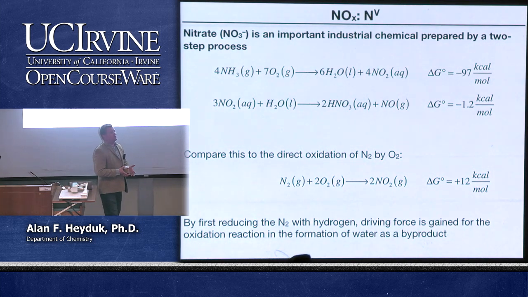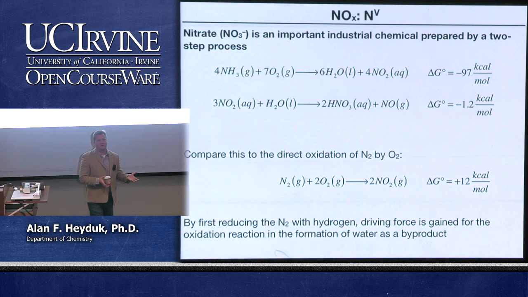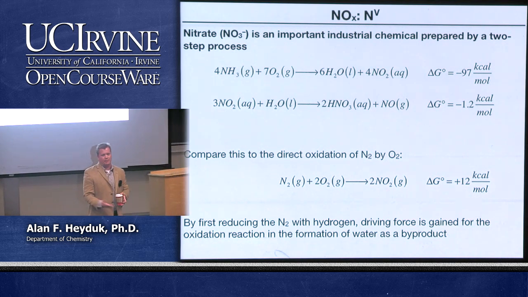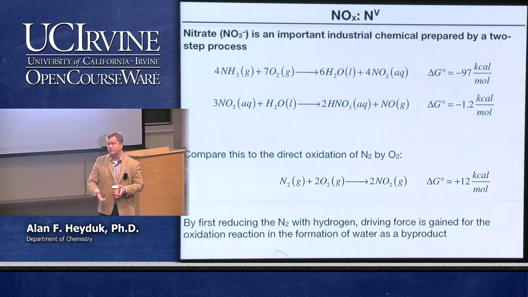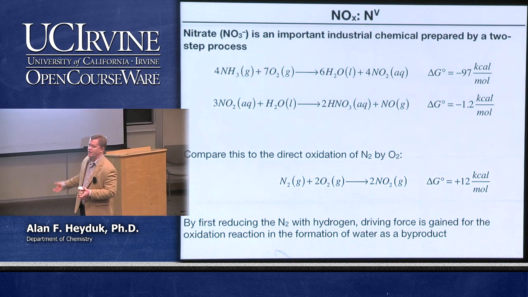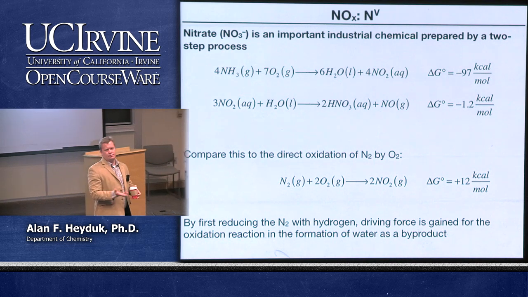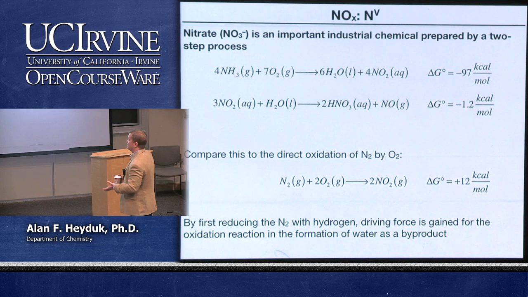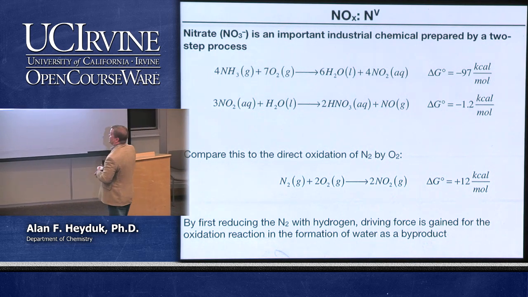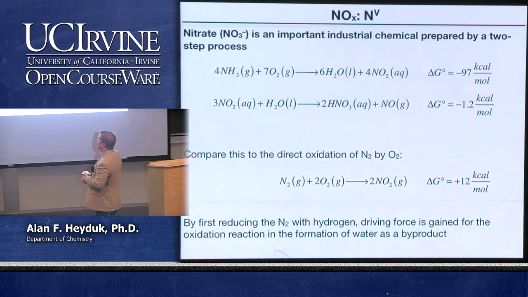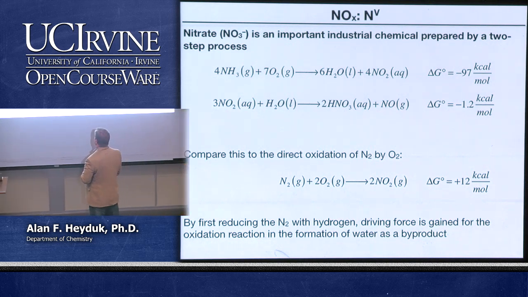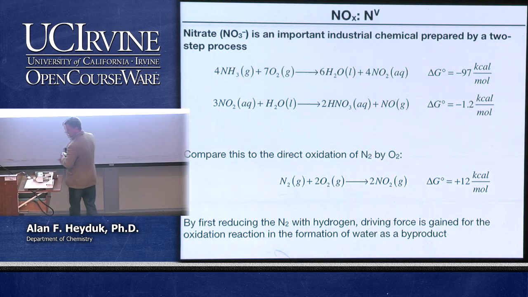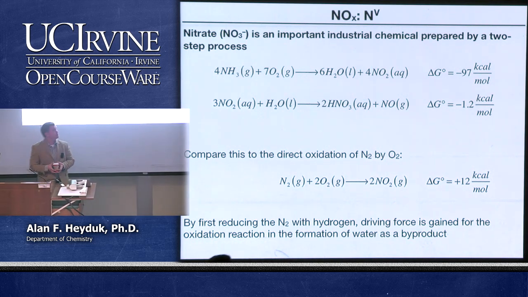Now, you might be saying, well, wait a second. Why am I taking nitrogen, going through the Haber-Bosch process, reducing it with hydrogen to make ammonia, then taking that ammonia and basically burning it in oxygen to make nitrogen oxides? It seems that you should just be able to take nitrogen and react it with O2 directly to make nitrogen oxides. Well, it turns out that you can't. If you try and take nitrogen and oxygen to make NO2 in the gas phase, that reaction is uphill by 12 kilocalories per mole.